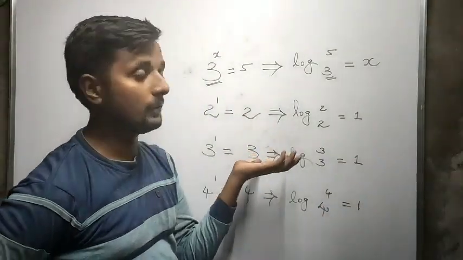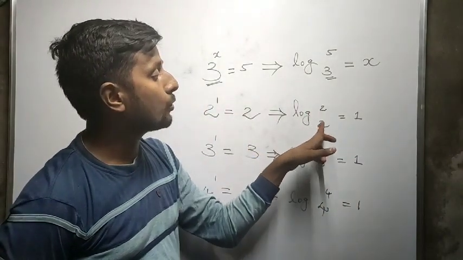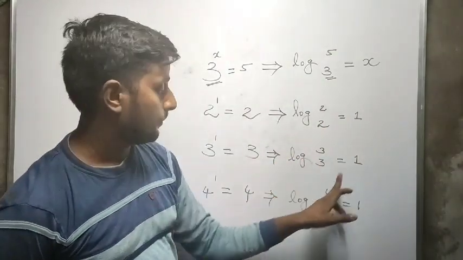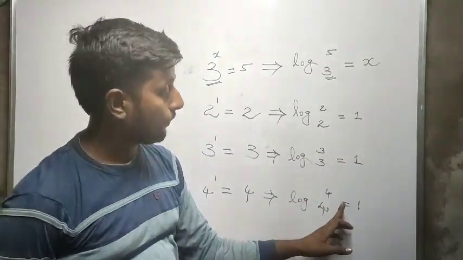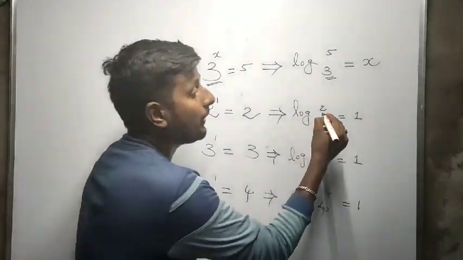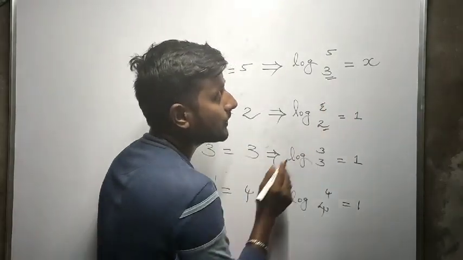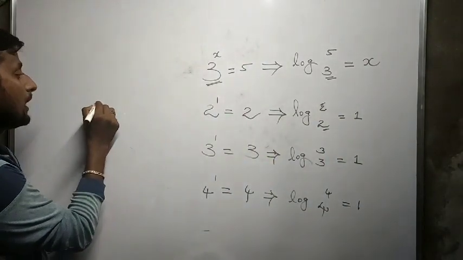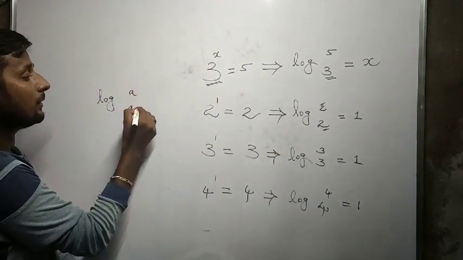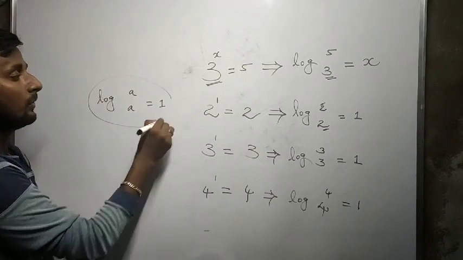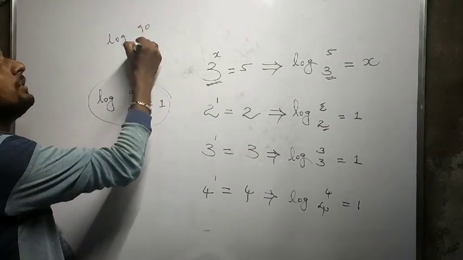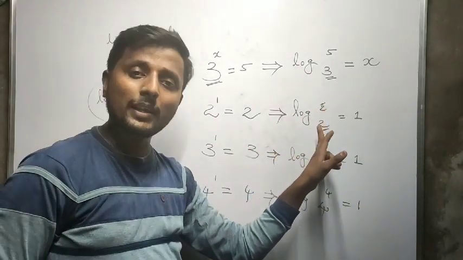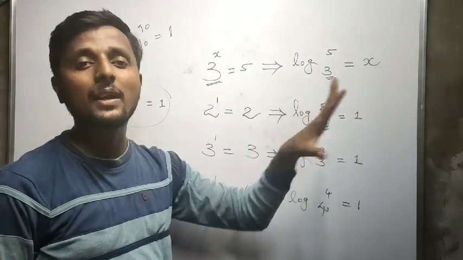What have you written here? Log 2 to the base 2 is equal to 1. Log 3 to the base 3 is equal to 1. Log 4 to the base 4 is equal to 1. That means when the number and base are the same, the answer is 1. That means if I write log a to the base a, that is equal to 1. Log 90 to the base 90 is 1. So when a number has the same number as its base, it gives the answer 1.